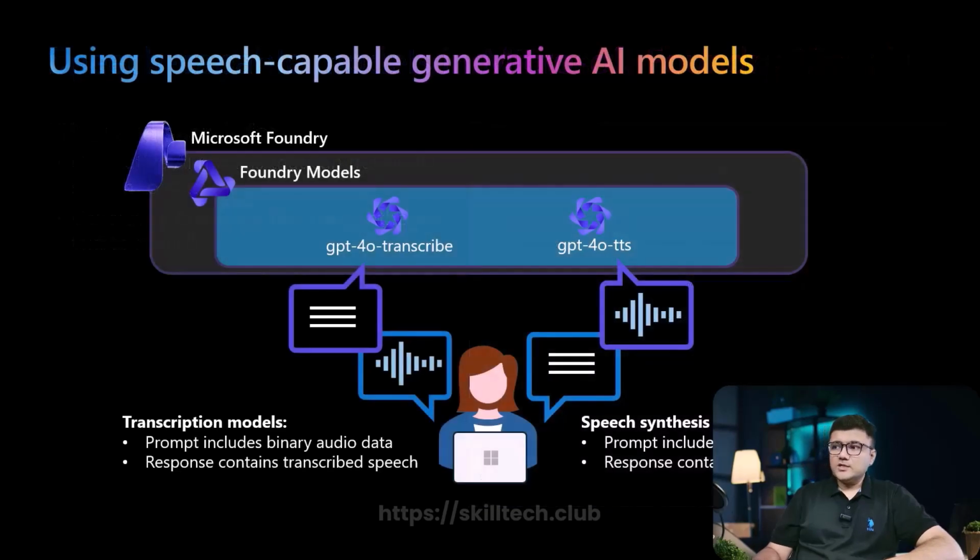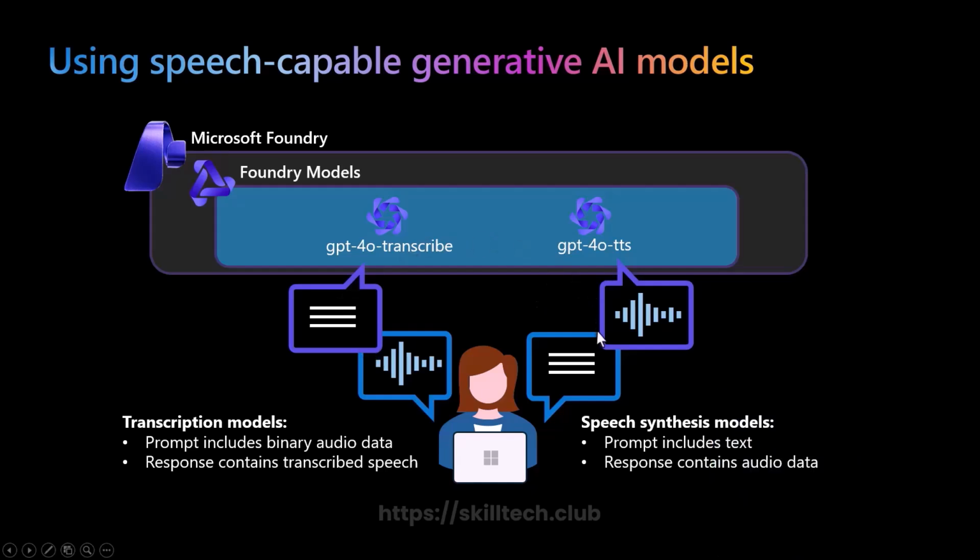Now, how does this actually work? When you go for transcribe or TTS models, each is meant for a specific purpose. You're going to use your speech-capable generative AI models in your own client application, or in a playground. Your transcription models are going to take a prompt which includes binary audio data. So you provide audio as an input, and the response contains the transcribed speech in text format.